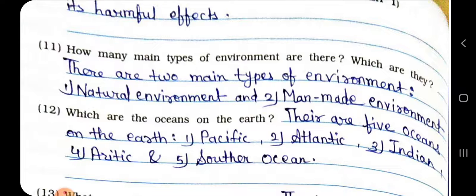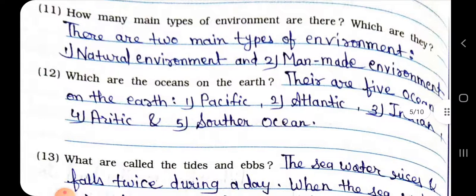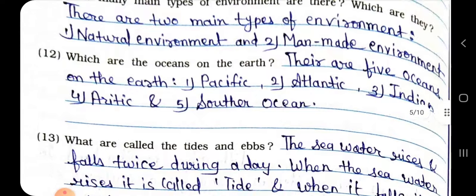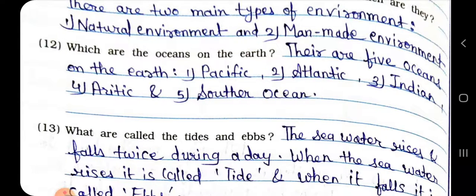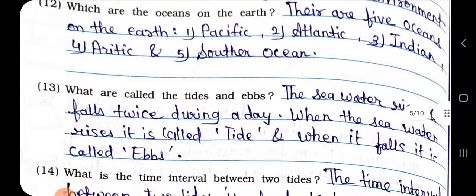How many main types of the environment are there? Which are they? There are two main types of the environment, natural environment and the man-made environment. Which are the oceans on the earth? There are 5 oceans on the earth: Pacific, Atlantic, Indian, Arctic and Southern Ocean.